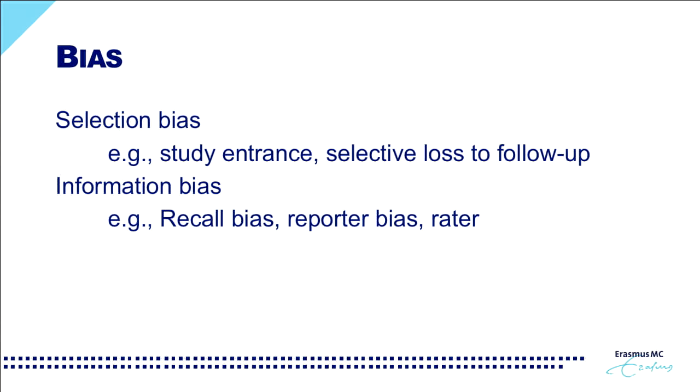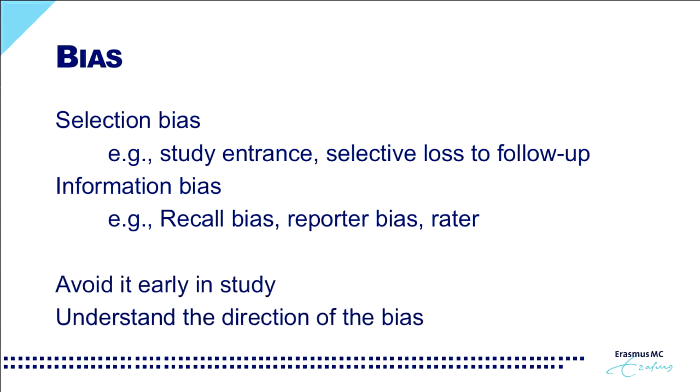So if you have your imaging data and you're, let's say, identifying a region of interest, the rater defining that region may be doing it systematically in a different way than another rater, as an example. So what can you do about this?